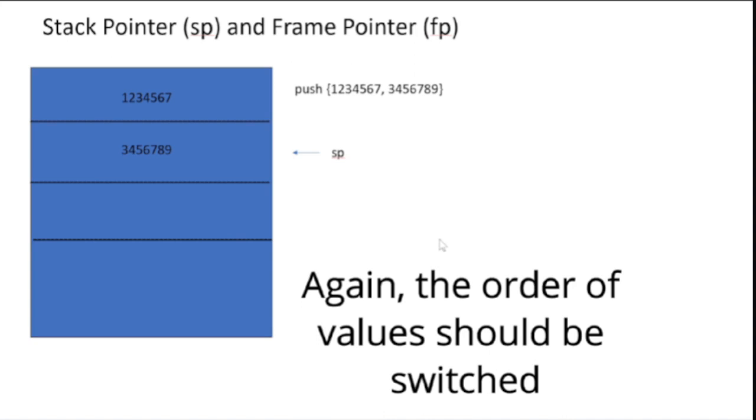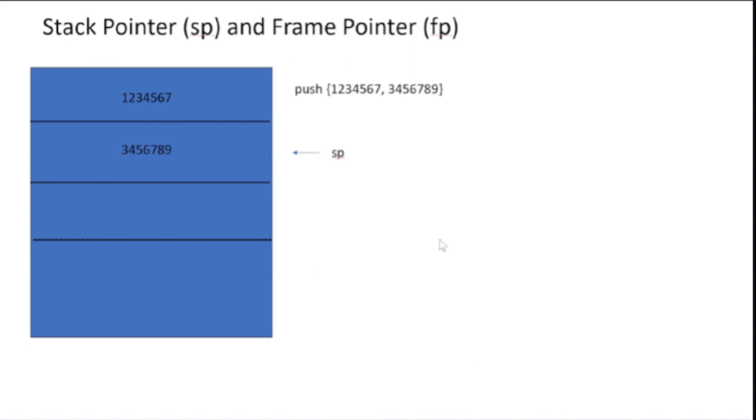Okay, so like I said, we're not pushing the registers, we're pushing the values contained in the registers. So here I just put in some random values, so we've got 1, 2, 3, 4, 5, 6, 7, 3, 4, 5, 6, 7, 8, 9. Again, could be any integer. Like I said, an integer takes up 4 bytes of memory. So we push them into the stack as so.